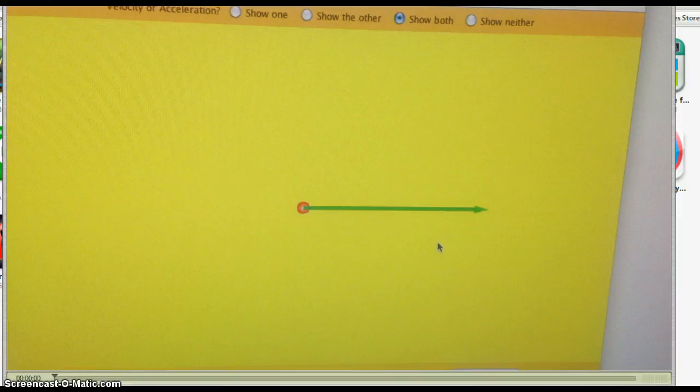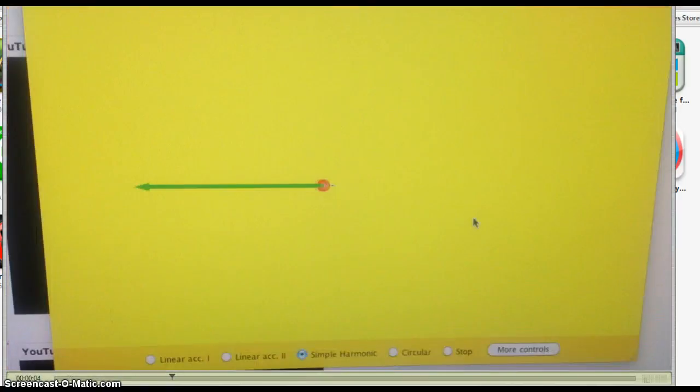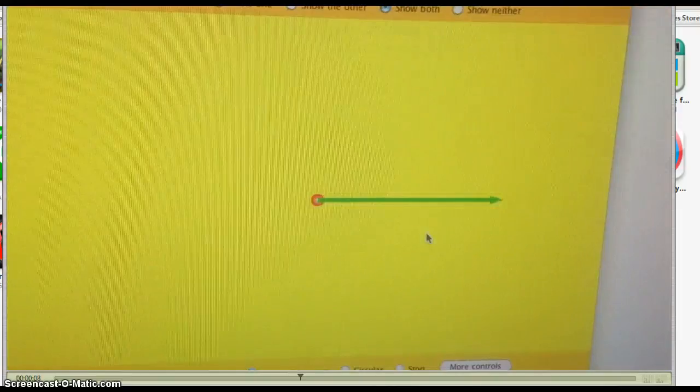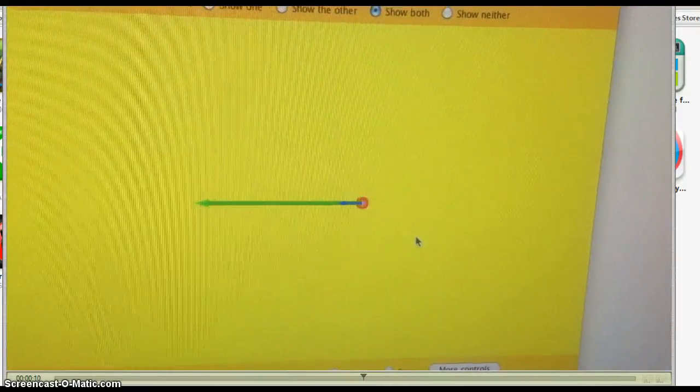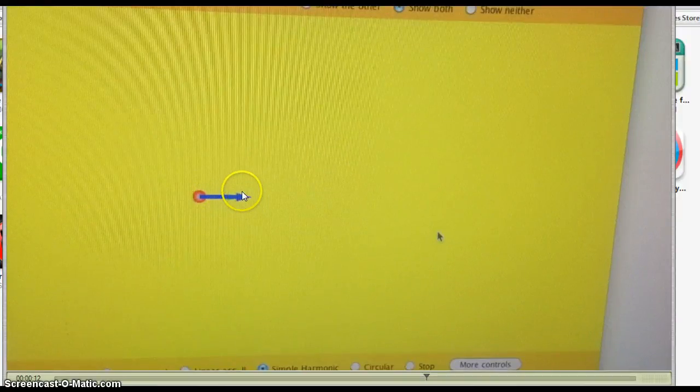As you can see here, this looks as if it is a simple harmonic. We're trying to get an equilibrium. We haven't really talked about this much in class, but we eventually will.